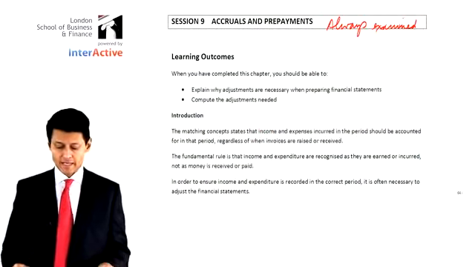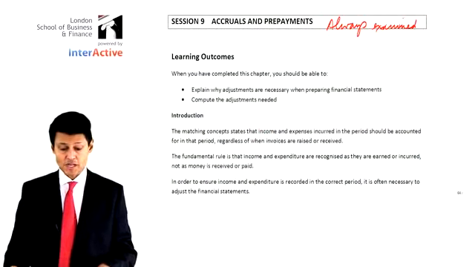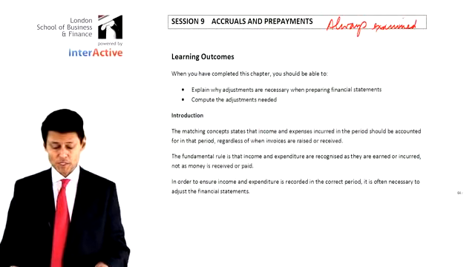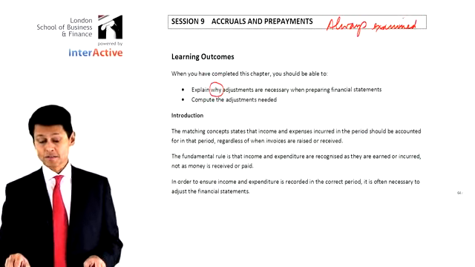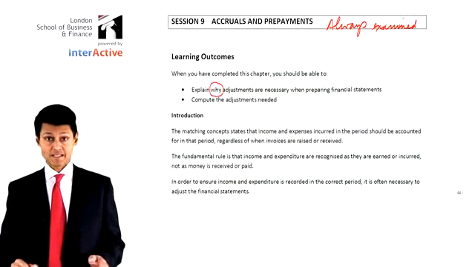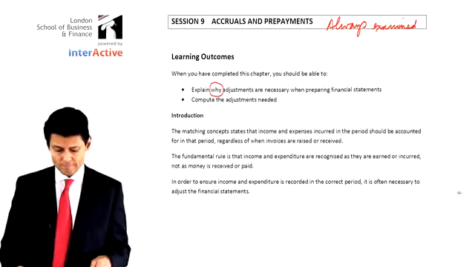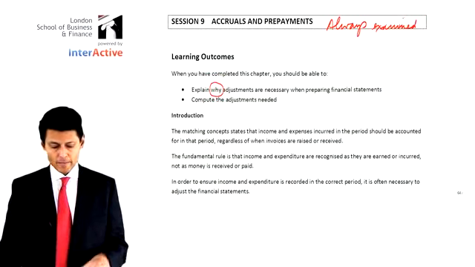So let's have a look at the learning outcomes. When we have completed this chapter, we should be able to explain why adjustments are necessary when preparing financial statements and compute the adjustments themselves. Why are they necessary? Quite simply, we're doing things on the accruals basis, as it's called, rather than the cash basis.